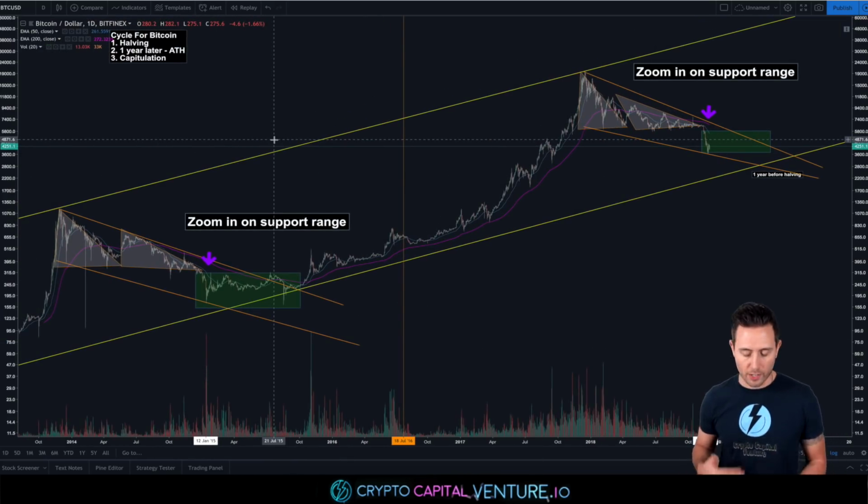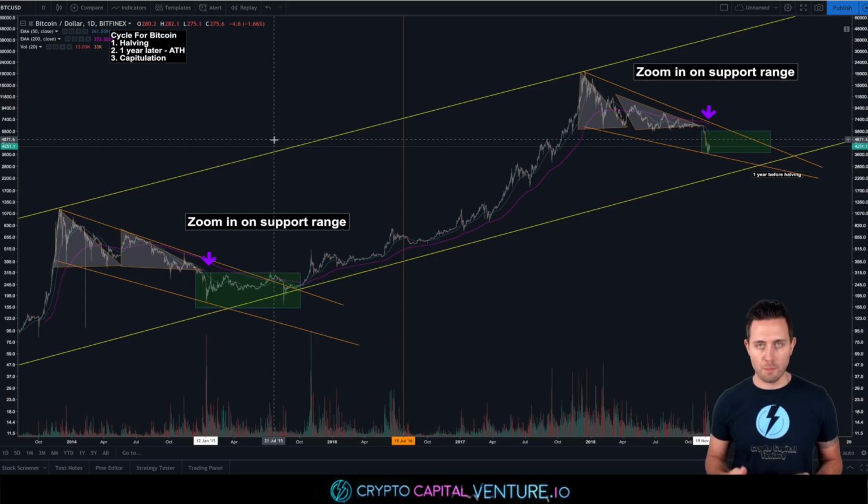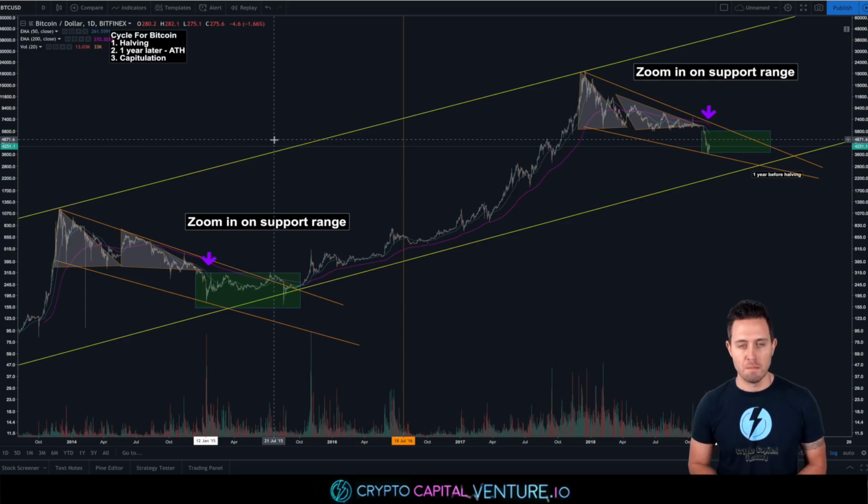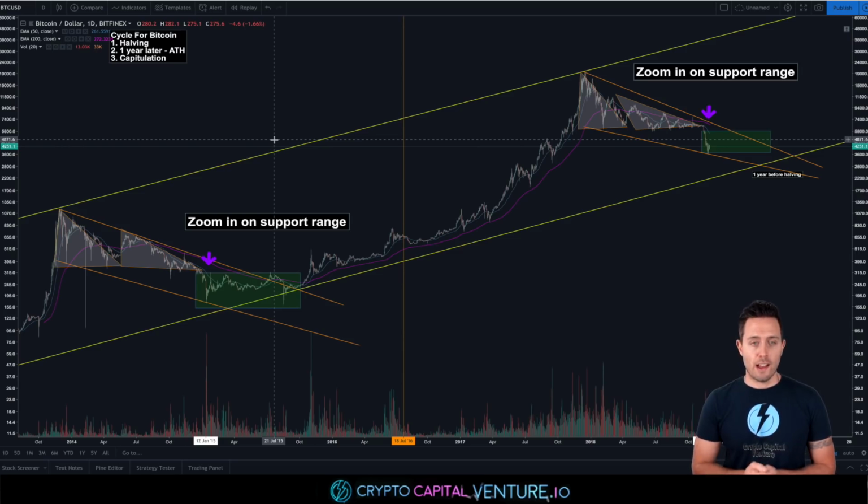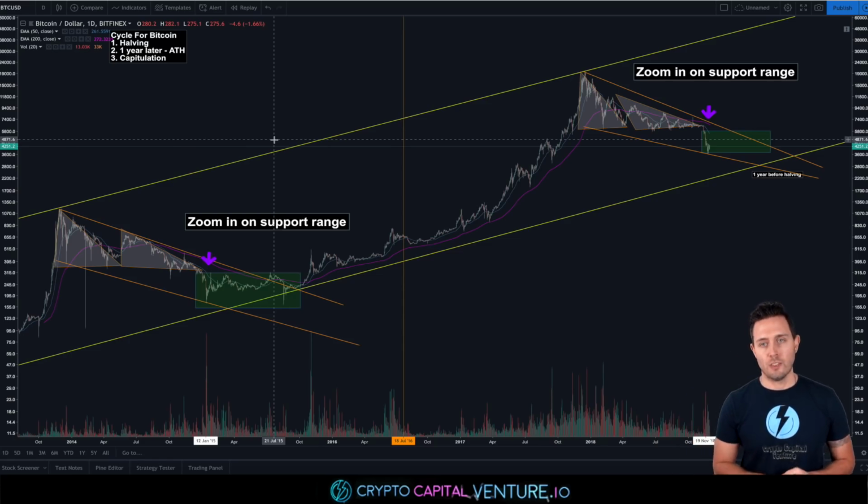I know markets are different. I know the media is covering Bitcoin differently. I get that. But at the same time, humans and emotion are still driving the market, right? And if we have a picture of what the cycles of Bitcoin kind of look like throughout the lifetime of Bitcoin, I think it's extremely valuable information, and I'm going to continue using it. So those are my thoughts.